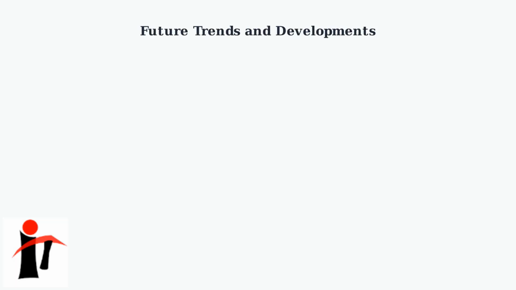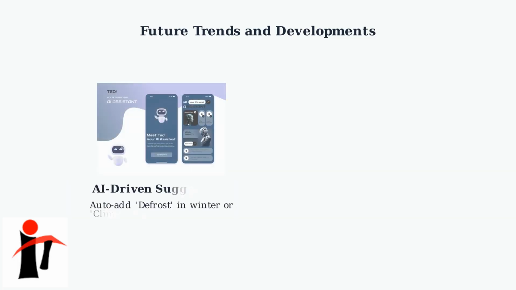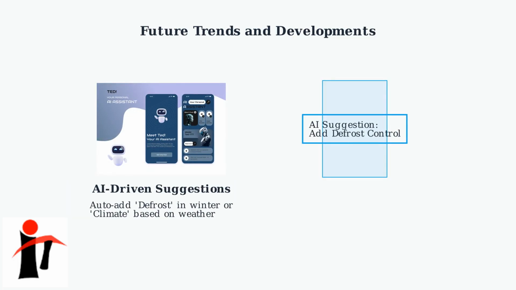Looking ahead, Tesla's quick controls and app shortcuts are set to evolve significantly. Expect deeper integration with smart home ecosystems and AI assistants. Tesla's roadmap includes enhanced connectivity with smart home devices. Imagine your vehicle automatically communicating with your thermostat, security system, and garage door for a truly integrated experience. AI assistants will play a bigger role, offering intelligent suggestions for your quick controls.